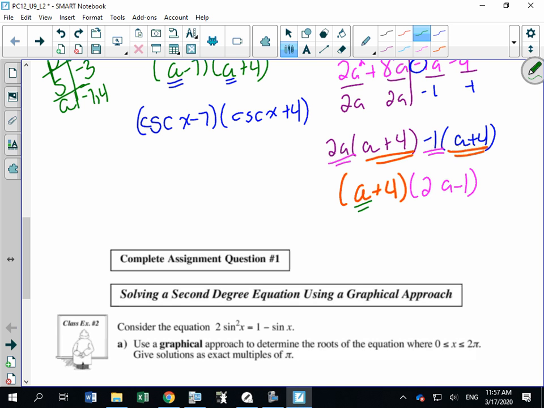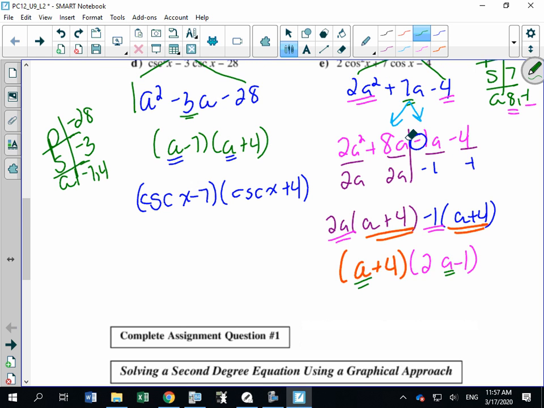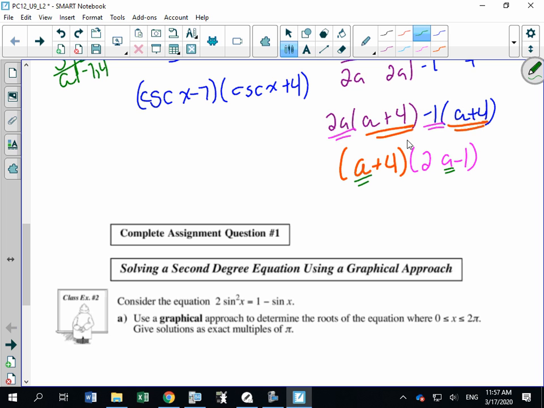Now I need to go and take out those A's and put in cos. So one of my factors is cos of x plus 4, and my other one was 2 cos of x minus 1.